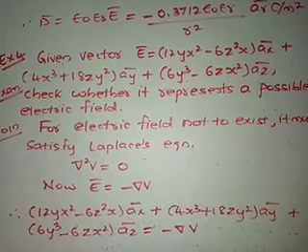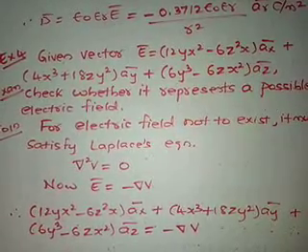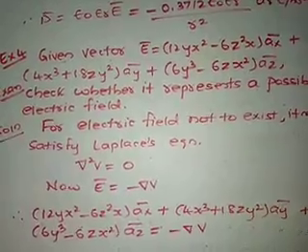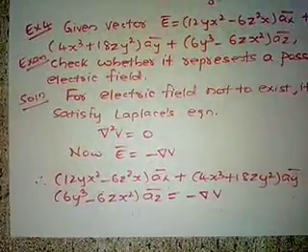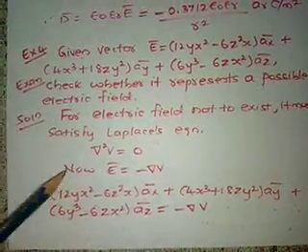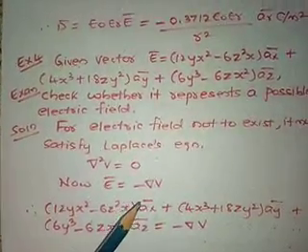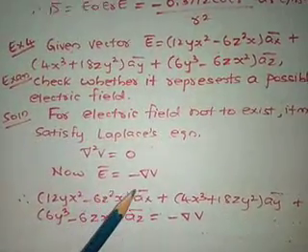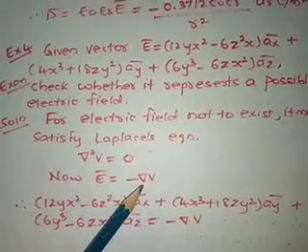So if you want to check it, you have to satisfy del square V equal to 0, that is the Laplace equation. Now del square V is equal to 0, and E bar is equal to minus del V. He has given the expression for E, and E is equal to minus del V.